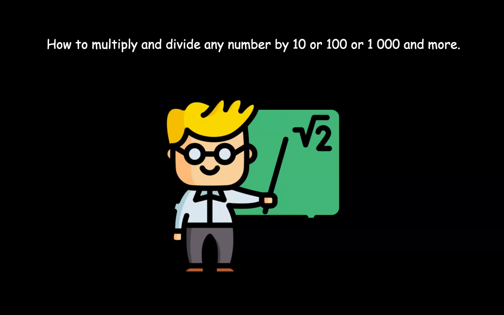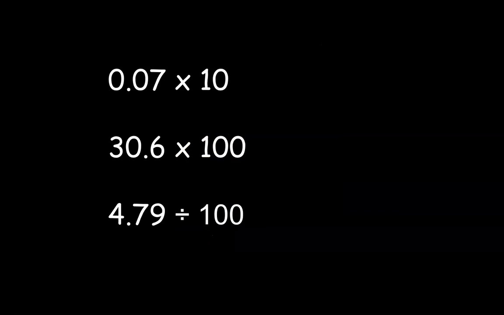This tutorial is about multiplying and dividing any number, whole number or fraction, by powers of 10. So in other words, taking any number and multiplying it by 10, 100 or 1,000 or 10,000, etc., or dividing by 10, 100, 1,000, etc. So we're talking about things that might look a bit like this: 0.07 times 10, 30.6 times 100, 4.79 divided by 100, and so on.